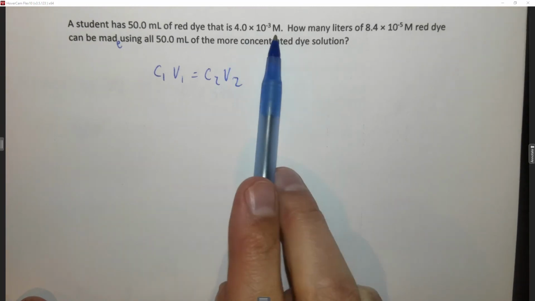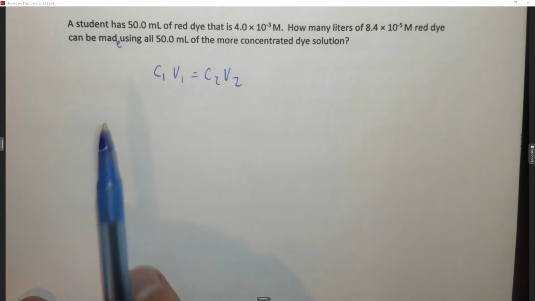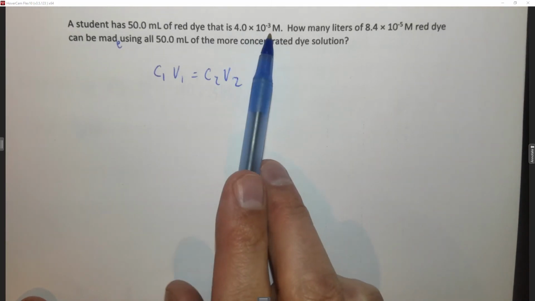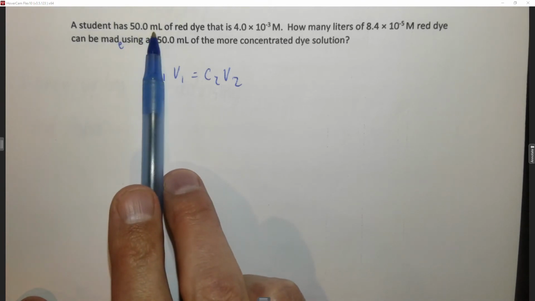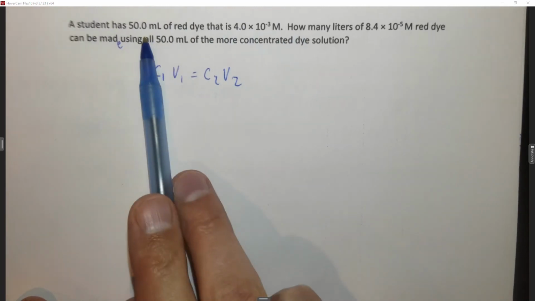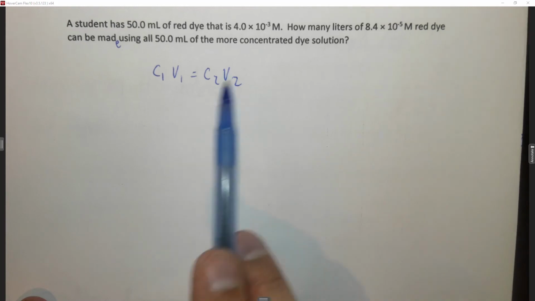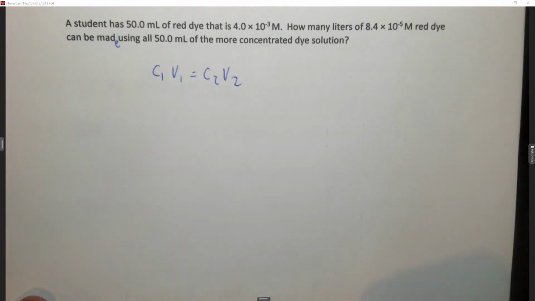C1 is the more concentrated one. In this case, 4 times 10 to the minus 3 is much more concentrated than 8.4 times 10 to the minus 5. V1 is the volume of the more concentrated solution we have. In this case, 50 milliliters is what we have. So this is C1, this is V1. C2 is the concentration that we're trying to make, and V2 is the variable. That's how much can we make, what volume in milliliters.